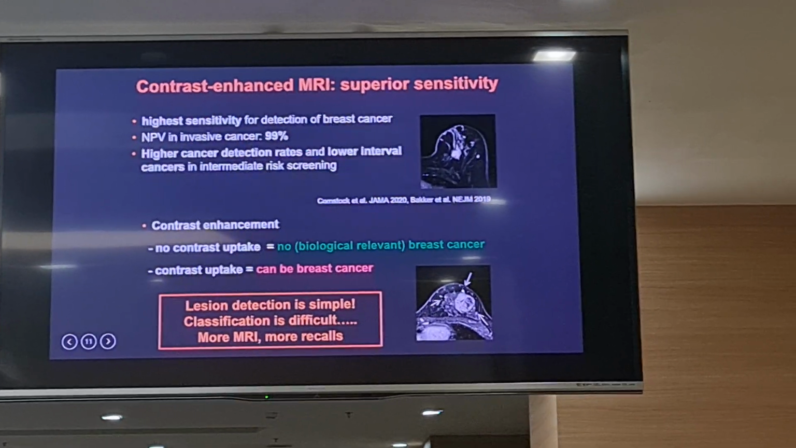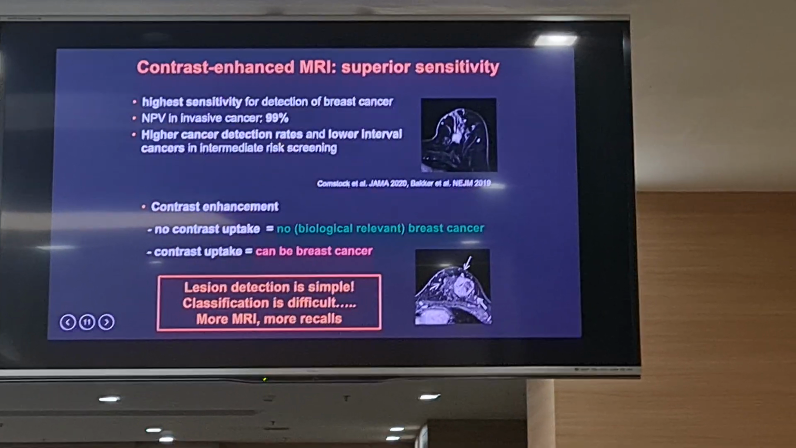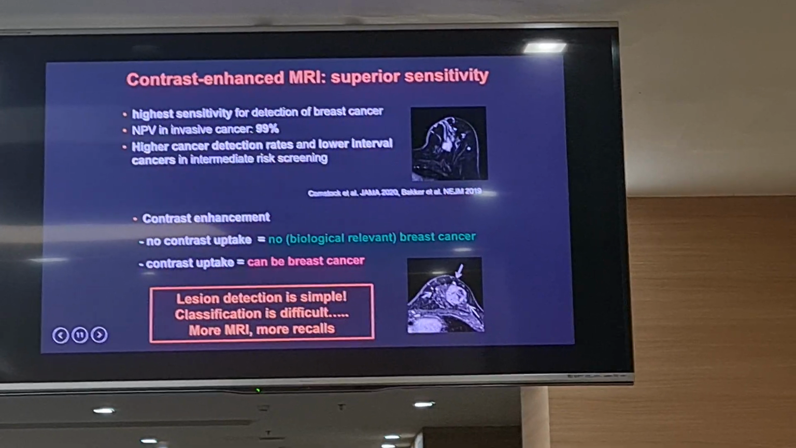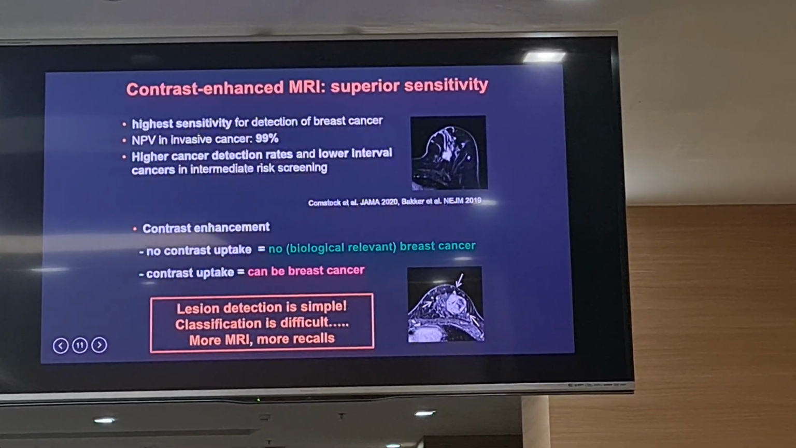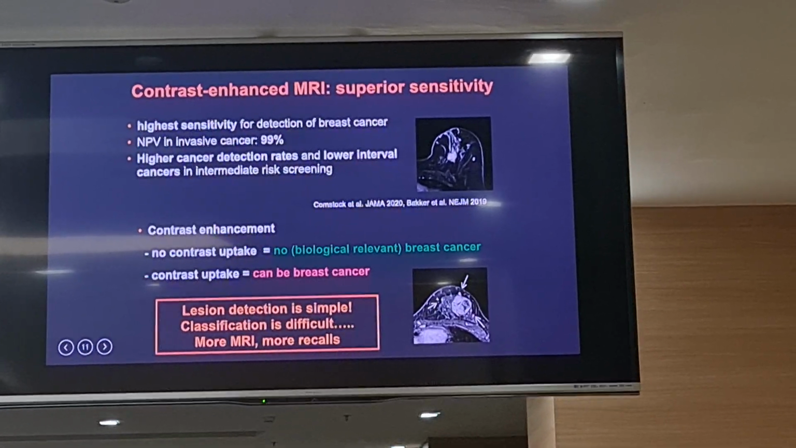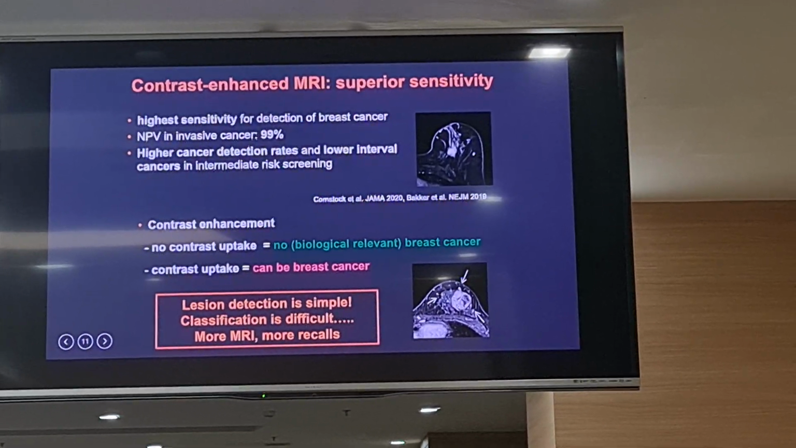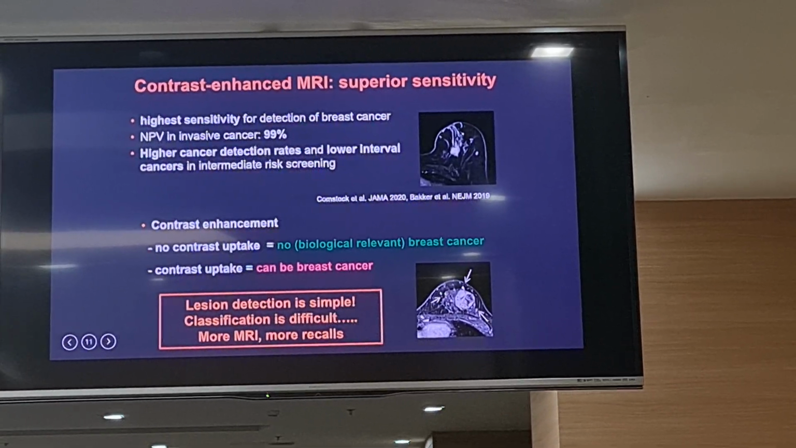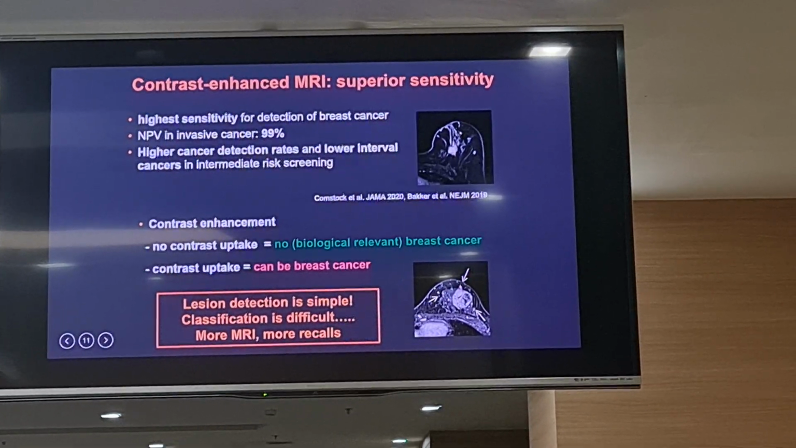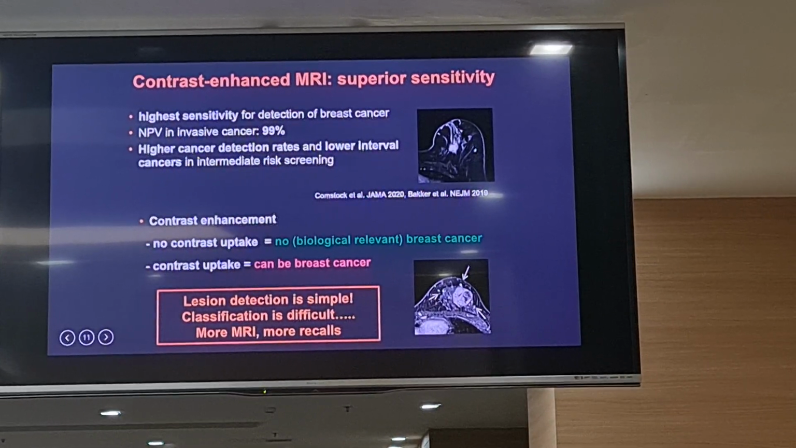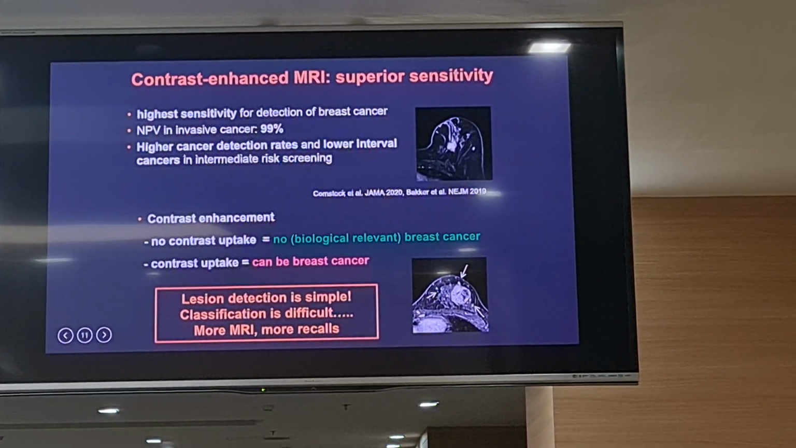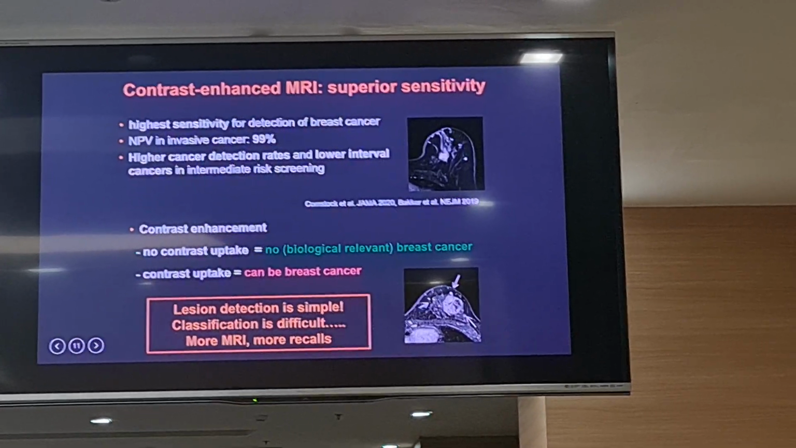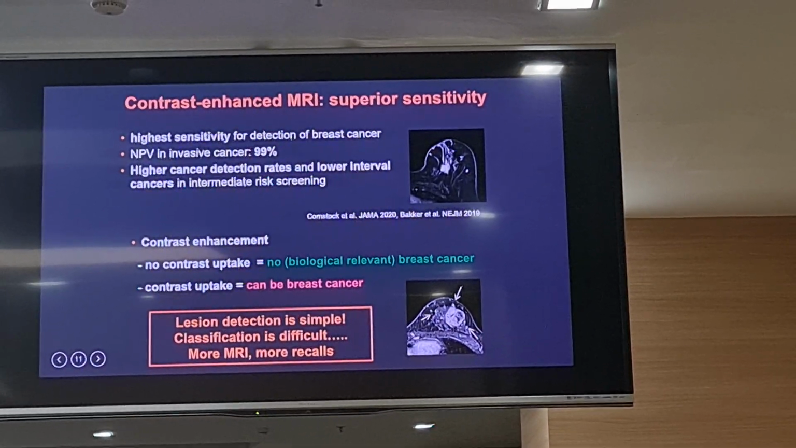So as we know already, contrast enhanced MRI has the best sensitivity compared to other modalities and diffusion as well. Contrast enhanced MRI has the highest sensitivity, almost perfect, for the detection of breast cancer. Negative predictive value: if this exam is negative, we are sure that this woman doesn't have a cancer. So negative predictive value is almost perfect, 99%.